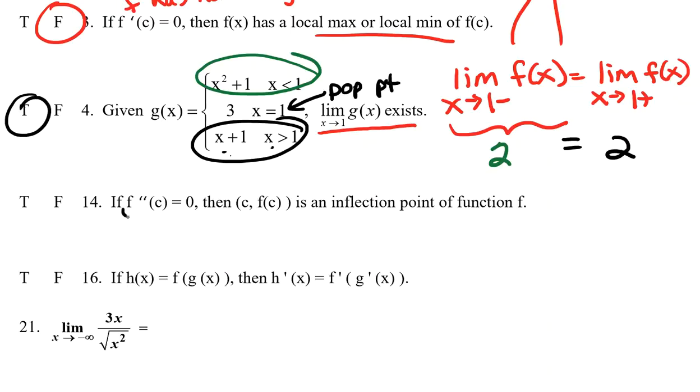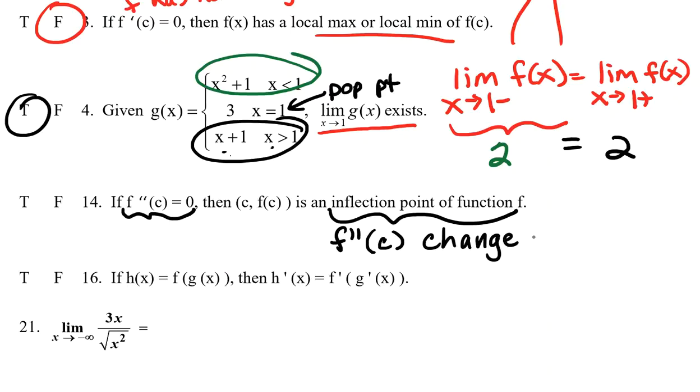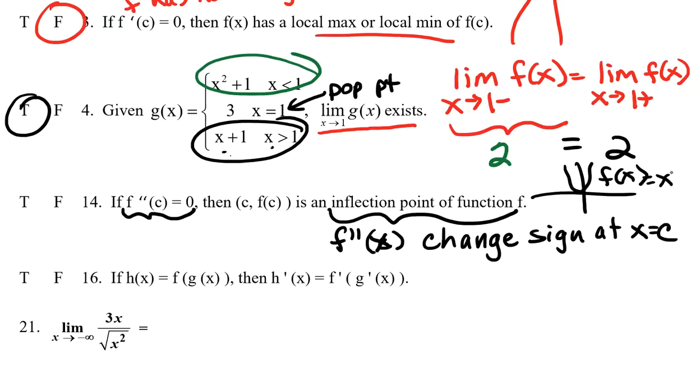And in 14, you were tricked by this. The fact that the second derivative is 0 does not prove inflection point. It only has an inflection point if f double prime changes sign. So if f double prime of x changes sign at x equals c. So our counterexample was f of x equals x to the fourth, which is concave up. So the second derivative at the origin will be equal to 0, but it's a double root. So the fact that f double prime hits 0 is not enough.